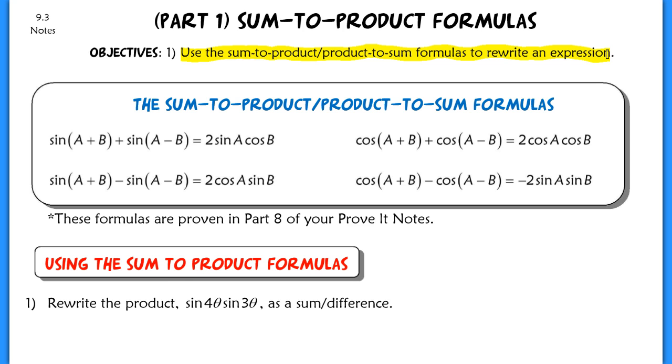So I'm going to go through these and basically give you some tips on how you can identify whether or not you're using the sum of two sines, the difference of the sines, the sum of cosines, or the difference of cosines. Because it could be very intimidating to try to do this since they all look sort of similar to each other. Now, I talk about this at the end of the prove it notes, but there is a special note.